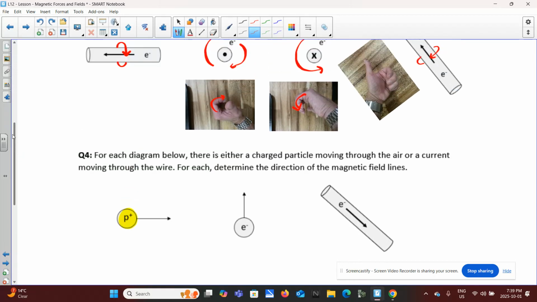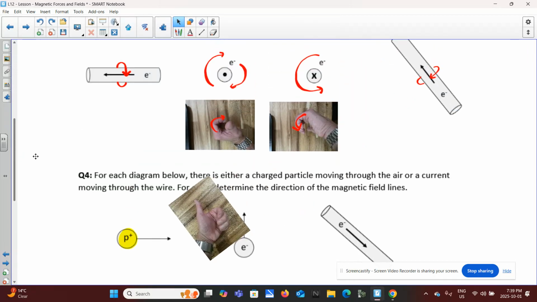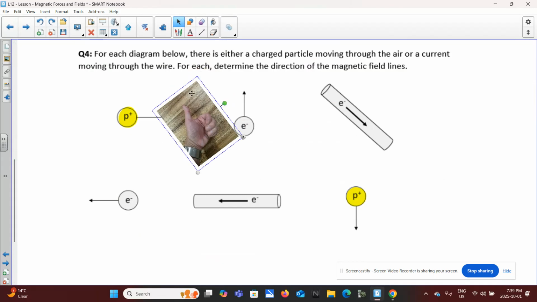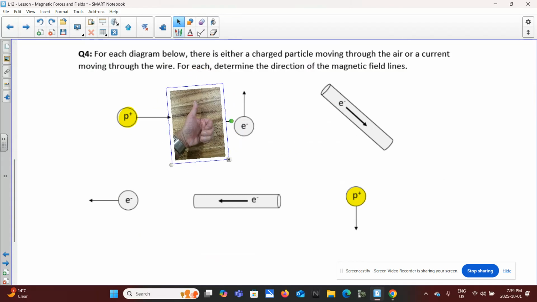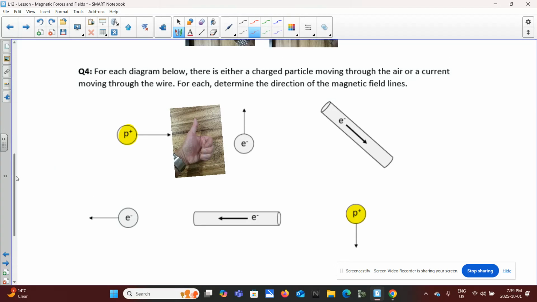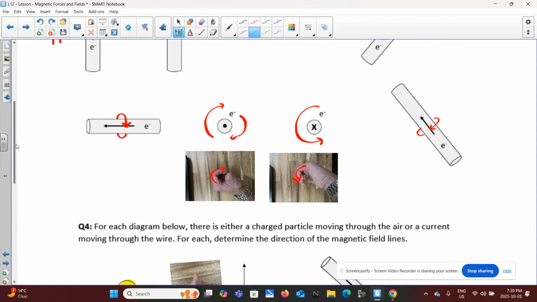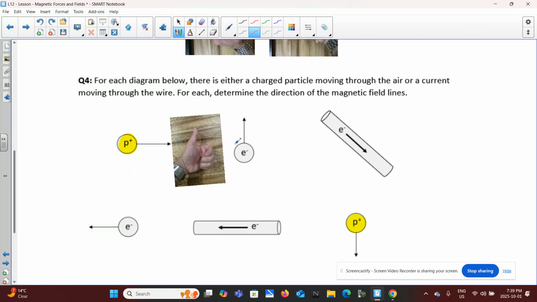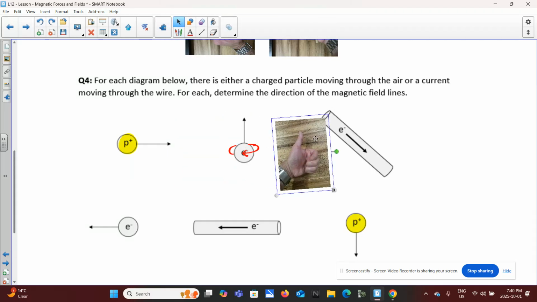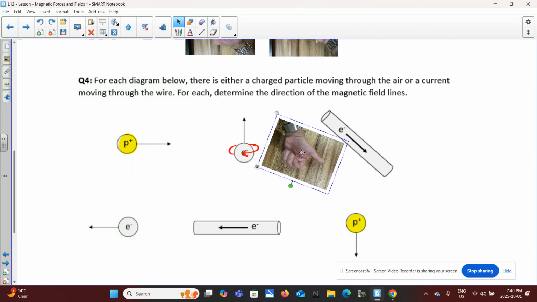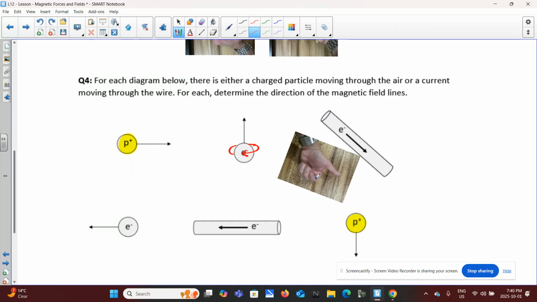So I'm going to go up and steal my hand here. Electrons going up. Now this time, rather than moving through a wire, it's just an electron moving through space. So that's fine. I can still see that my field is going this way across the front. So it's going to loop around like that. Electron in a wire. All good. Thumb in the direction of motion. And I can see that my fingers are wrapping around the front like that. So that's the direction they're going to go.